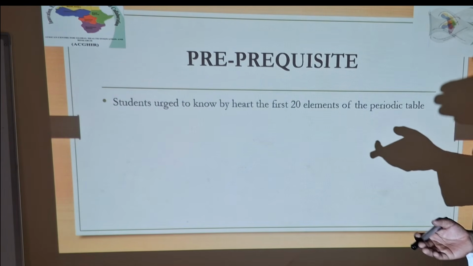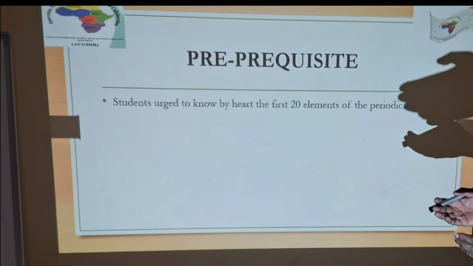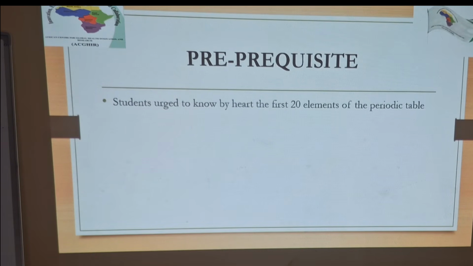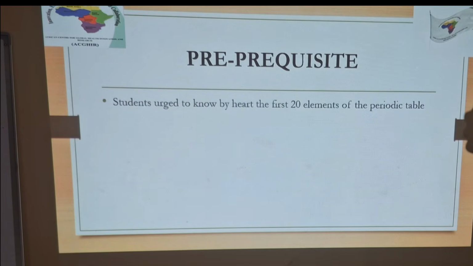So the prerequisite for this course, I urge all students to know by heart the first 20 elements of the periodic table, which are namely hydrogen, helium, lithium, beryllium, boron, carbon, nitrogen, oxygen, fluorine, neon, sodium, magnesium, aluminium, silicon, phosphorus, sulfur, chlorine, argon, potassium, and calcium.